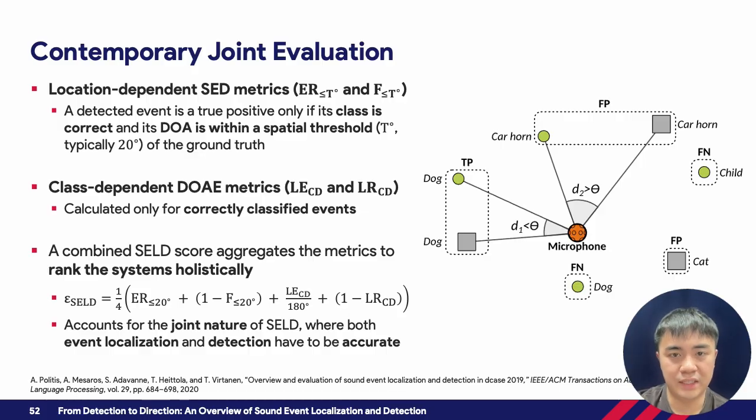So this joint true positive definition is then used to calculate 4 key metrics: a location-dependent error rate or ER, a location-dependent F-score, a class-dependent localization error, which is the average angular error only for correctly detected events, and a class-dependent localization recall, which is the recall rate of those correctly localized events. Now finally, these 4 metrics are aggregated into a single holistic SELD score, calculated using this aggregation, which allows us to rank the systems using a single number.